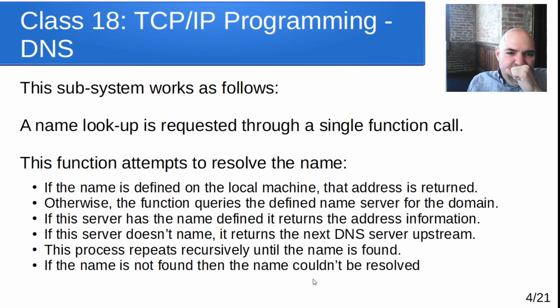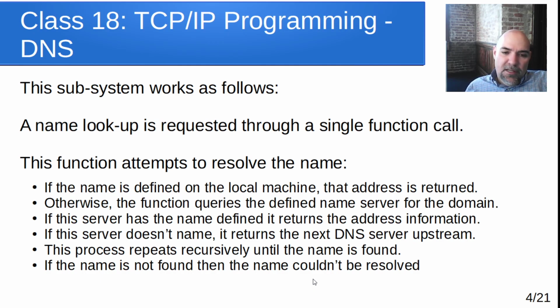So how does that subsystem work? It works like this. You make a function call through a DNS function call subsystem, and that function call attempts to resolve the name. It does that by contacting whatever its defined DNS server is. First off, if the name is defined on the local machine, the machine that's making the request, that local machine just says, oh yeah, I know the address for that, here it is.